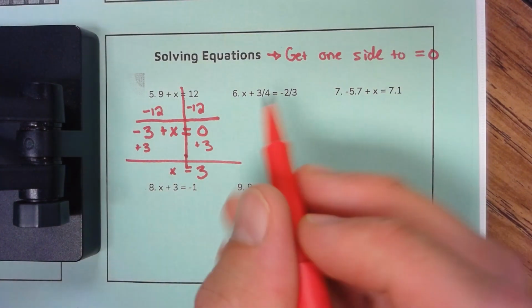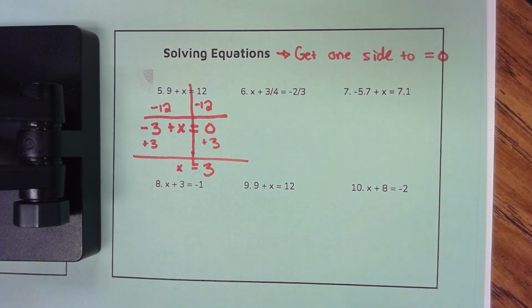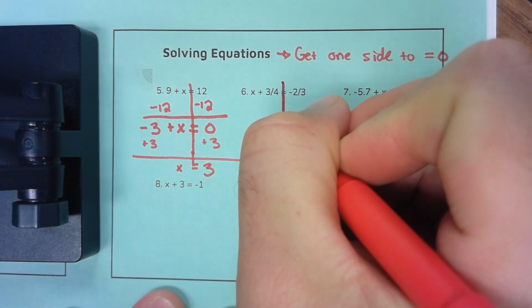Now, if you look ahead at 6 and 7, we've got fractions and decimals. We need calculators, friends. Go check out a calculator. Try to get 2 per group. So with these fractions, we're going to get the right side to be 0.